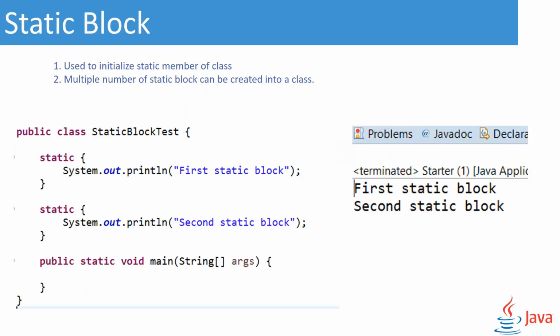Now we know that we can use a static keyword with attributes and methods. Can we use a constructor as static? The answer is no, because a constructor is an instance member and static is used to create class members, so we cannot create a static constructor.